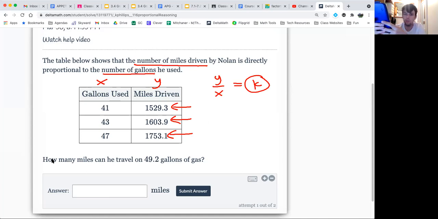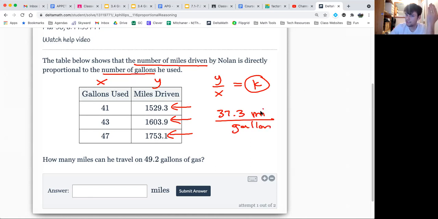So 1529.3 divided by 41, 16003.9 divided by 43, and 1753.1 divided by 47. Doing all three of those divisions, hopefully you can see that on my screen, they all give me the same constant of proportionality of 37.3. That was taken by doing miles divided by gallons, so that would be in miles per gallon as a rate.